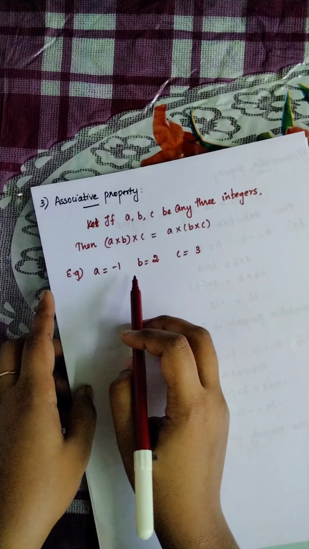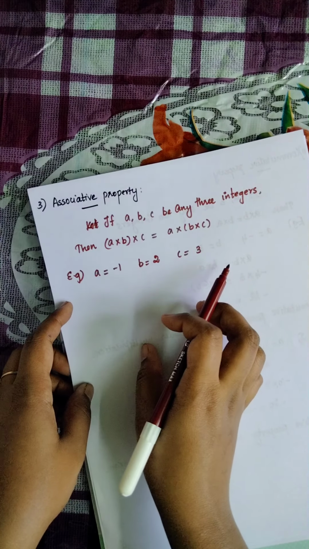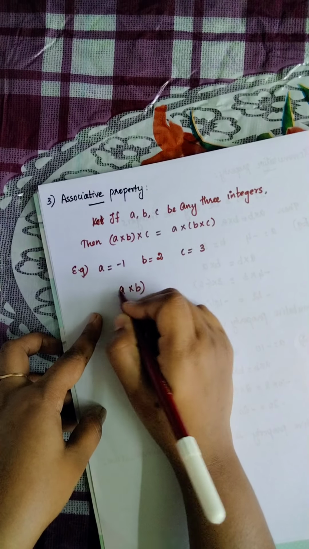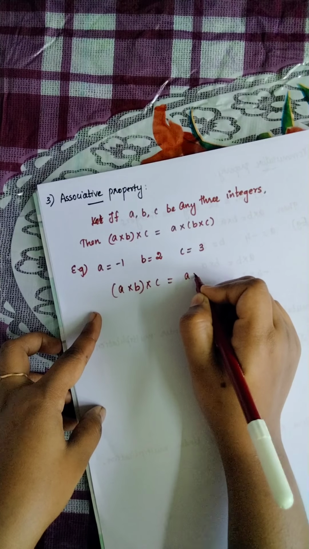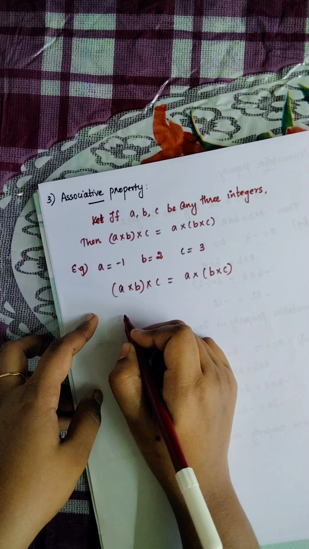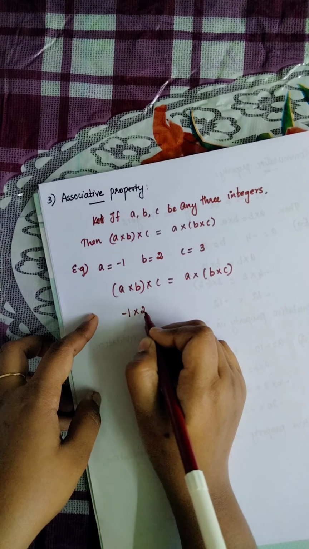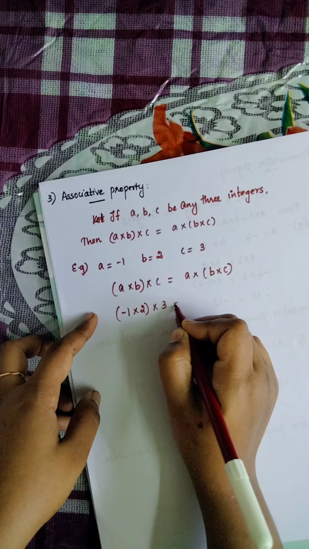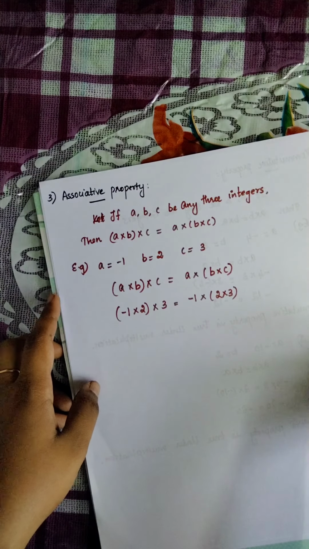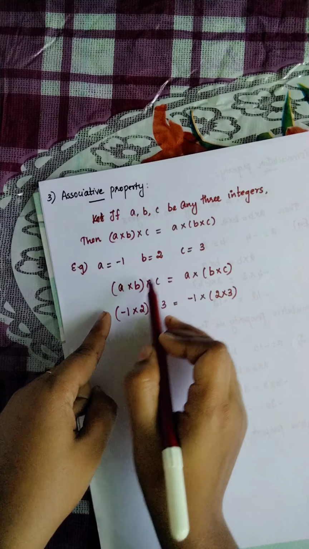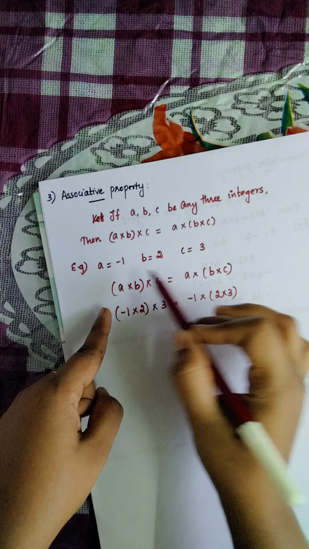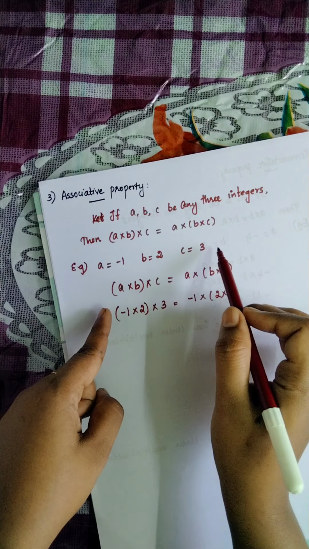The value for a is minus 1, value for b is 2, value for c is 3. Write the equation here: (a into b) into c is equal to a into (b into c). First, substitute the values for a, b, c. Value for a is -1 into value for b is 2, into 3, is equal to -1 into value for b is 2 into 3.